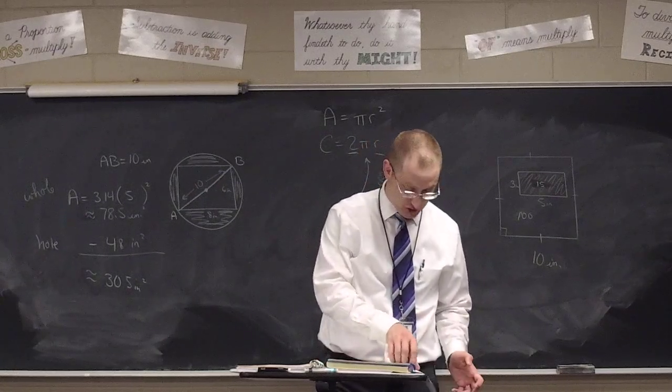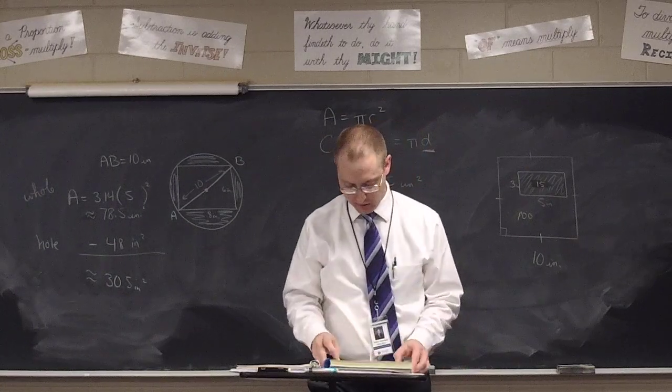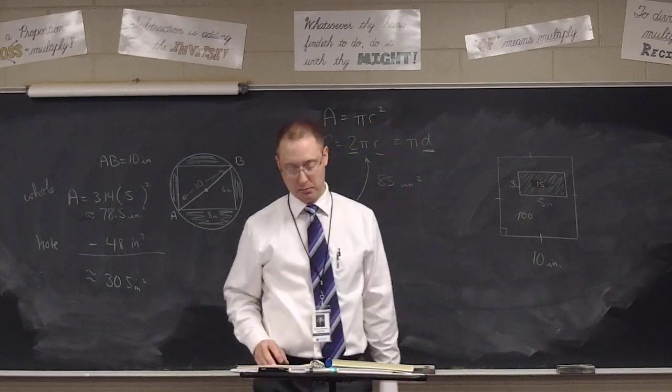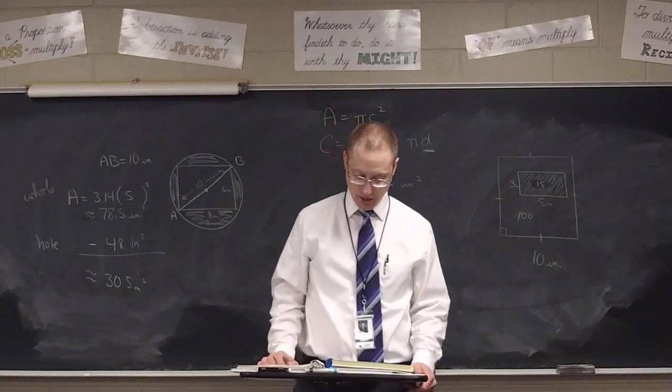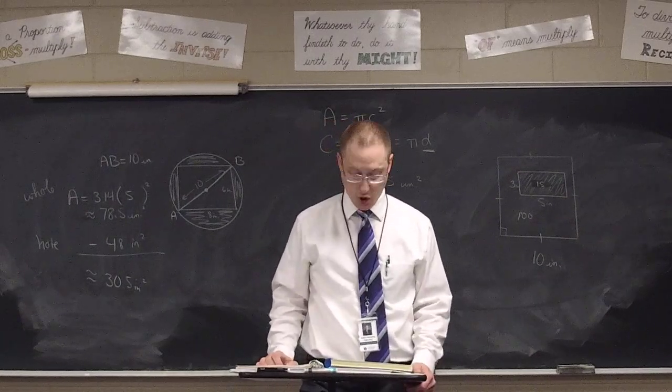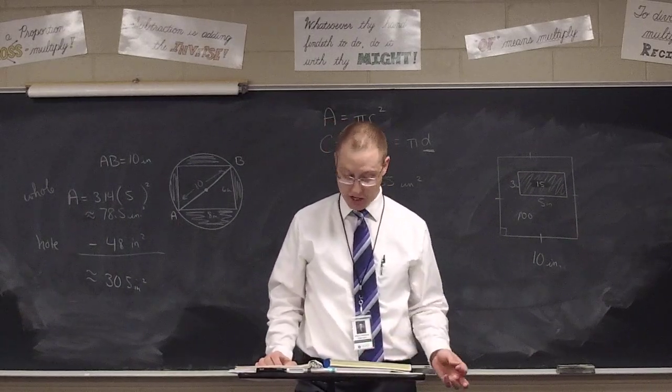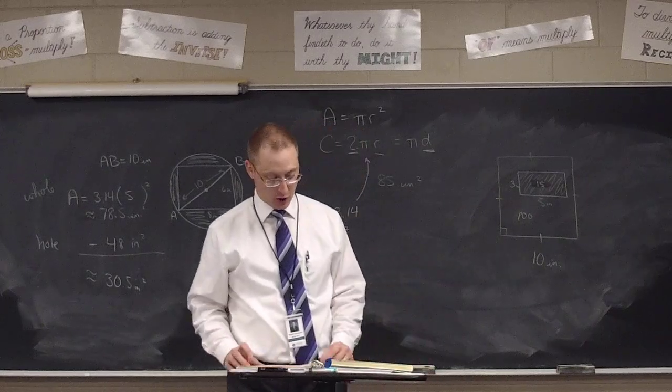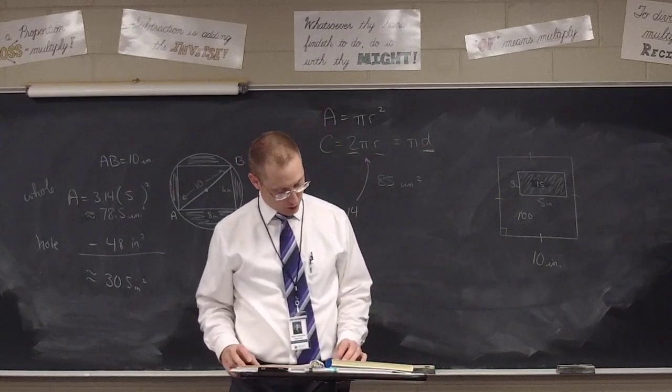Okay, page 268, 4 formulas. Pyramid: a third b squared h for the square pyramid, 1/3 b squared h. The cone is also a third, but it's a third pi r squared h. Your volume of the cone.